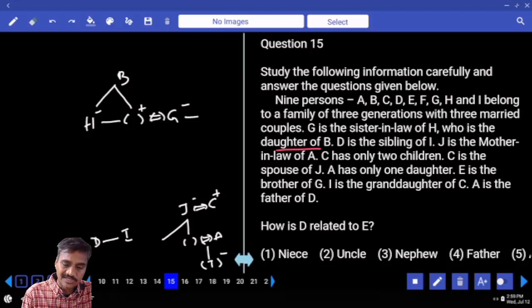And can you write I at this place or not? If I is here, D will be here. As of now, we have two couples. And A is the father of D. Now this A is the father of D, isn't it? Then 1, 2, 3, 4, 5, 6 persons were done. Now which 2 persons are siblings here? And D and I are siblings, isn't it? As D and I are siblings, now we are left with this information.